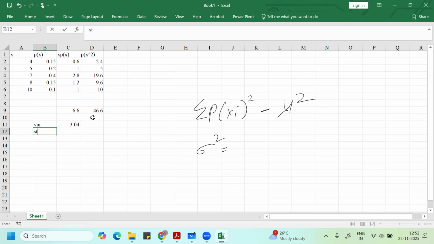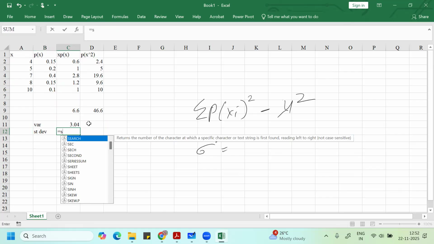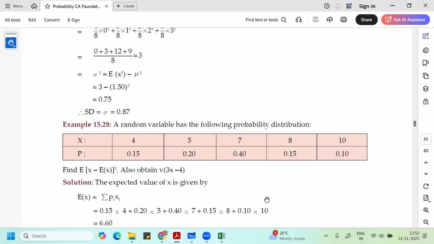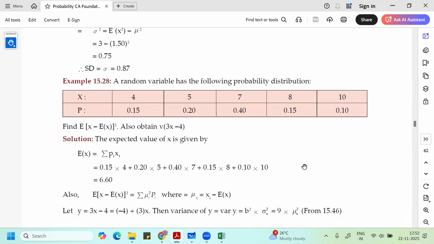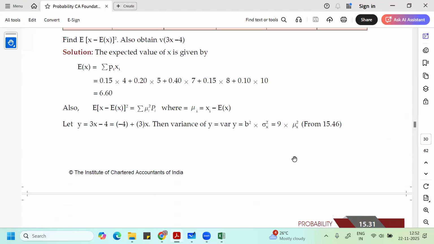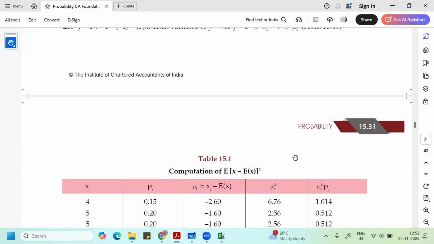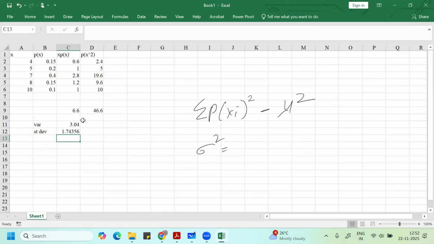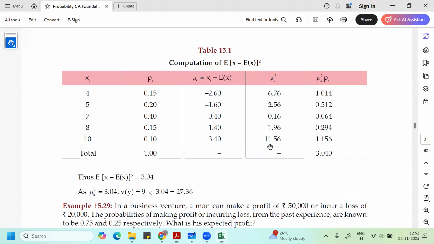And then the standard deviation would be the square root of this, SQRT. Find the square root of 3.04. If you do, you'll get 1.74356. Okay, so we got the mean as 6.6, and the variance is 3.04.